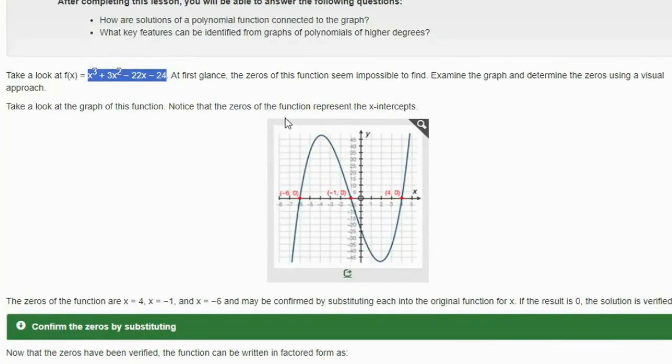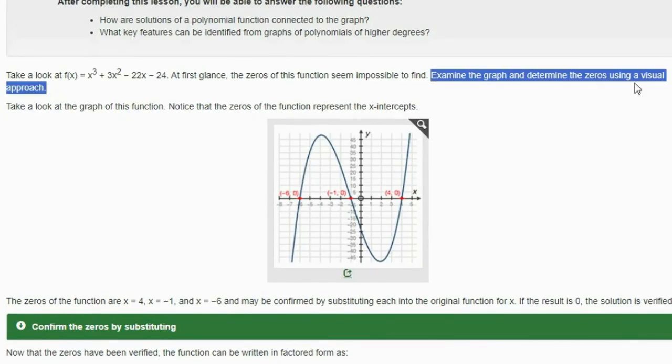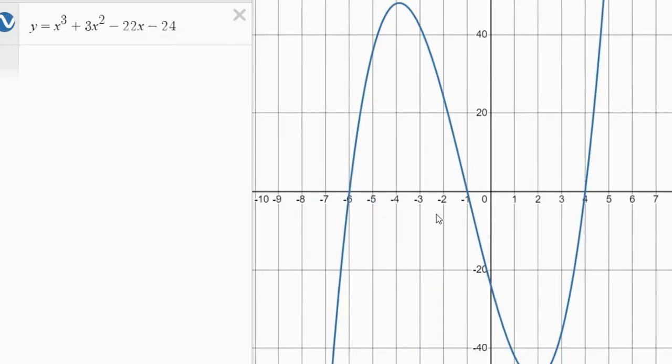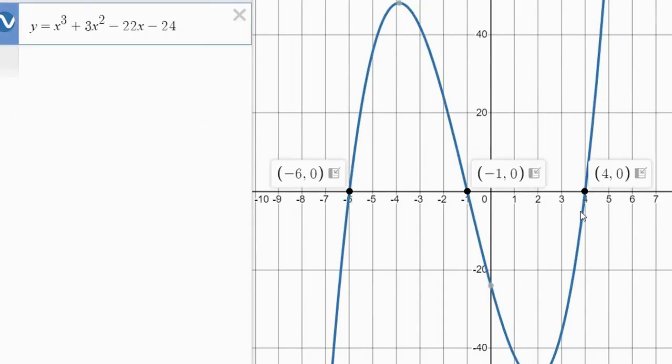Okay, notice that the zeros represent the x-intercepts. So if we were trying to examine the graph and determine the zeros with a visual approach, the zeros are also the solutions. Let's see, there's one, there's one, there's one. So the 3 solutions, and it's an x to the third, so there's only 3 solutions, are -6, -1, and 4. We just found the 3 solutions without having to do any kind of long division. No polynomial long division, but we found the solutions just by graphing: -6, -1, 4.